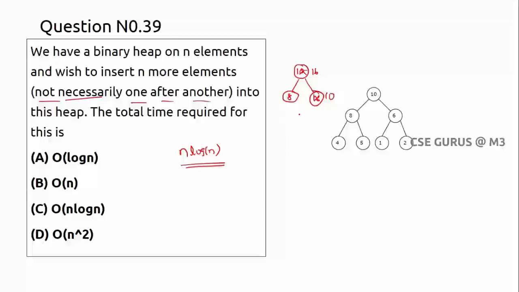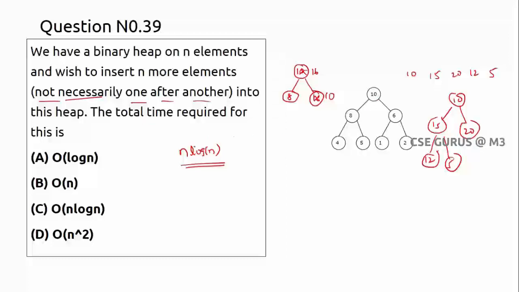So this process will be done in general, but the question here is asking, not necessarily one after the other. That means initially whatever elements you have, you insert them first. Let us suppose I have the elements 10, 15, 20, 12, 5. You insert them first like this, and then you have to check for the heap property. In this case, what is the time complexity it is asking? So you have to clearly check this difference.